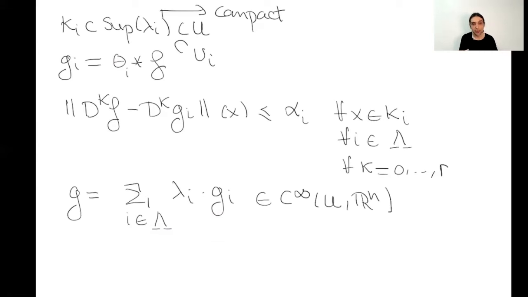Now we need to show that G is indeed a good approximation of F if the alpha i's are small enough, right? So here we have the product of lambda and h. Lambda is a function, h is an application, okay? Indeed, it's an application from some open subset of Rm to Rn, right?